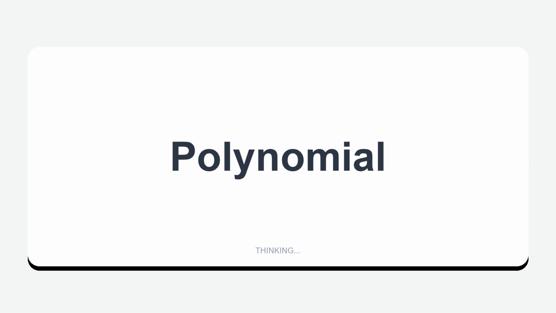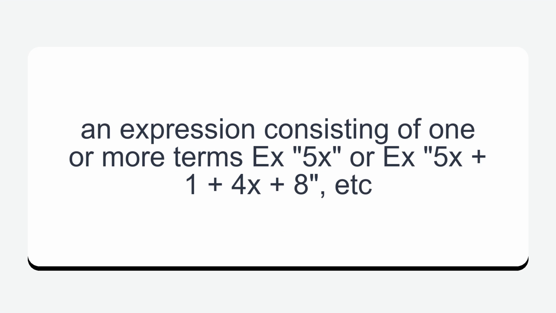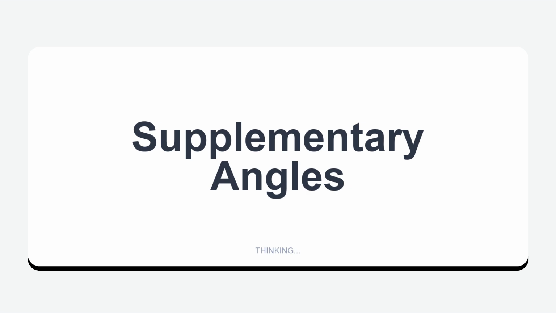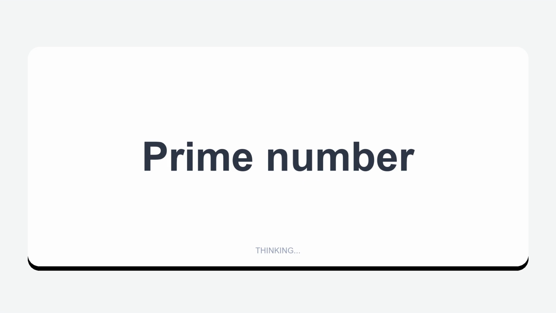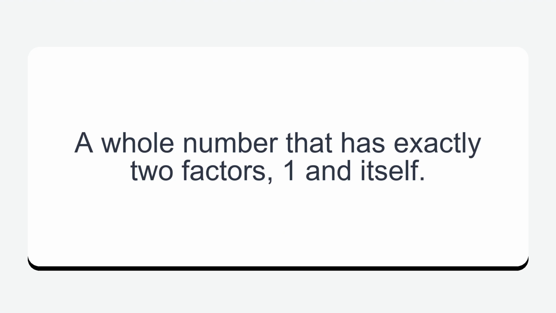Polynomial. An expression consisting of one or more terms, 5x or 5x plus 1 plus 4x plus 8, etc. Supplementary angles. Two angles whose sum is 180 degrees. Prime number. A whole number that has exactly two factors, 1 and itself.